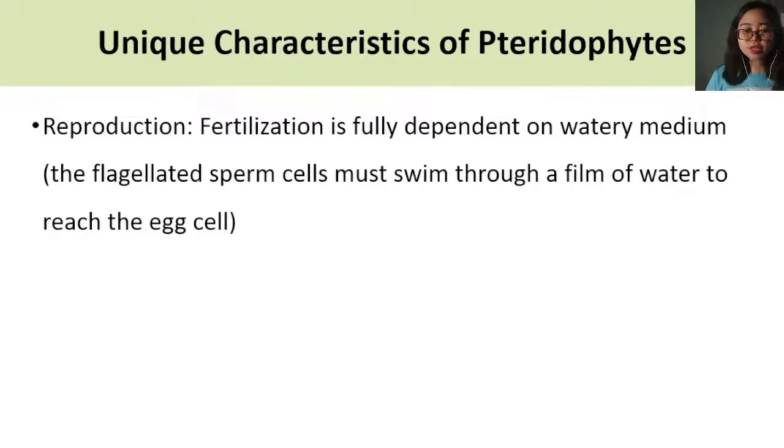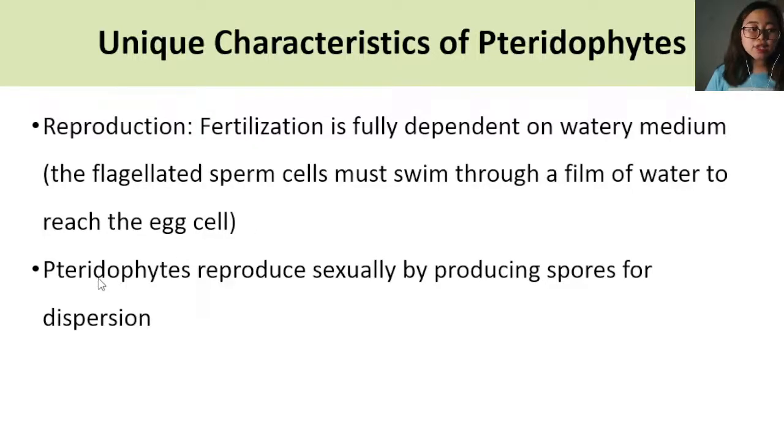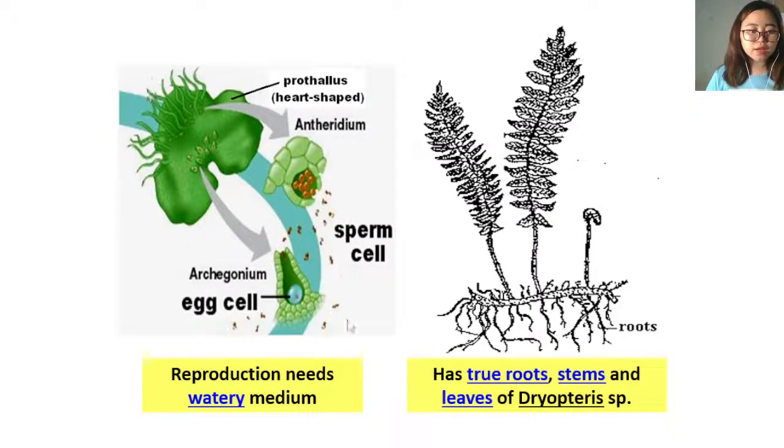We're going to move on to the next unique characteristic of pteridophytes, which is in its reproduction. Reproduction in pteridophytes, fertilization is fully dependent on watery medium. Needs water for fertilization because the sperm cells are flagellated and they must swim through a film of water to reach the egg cell. If there is no water, its sperm cell cannot reach the egg cell. The pteridophytes reproduce sexually by producing spores for dispersion. Okay, so this is another diagram to show you.